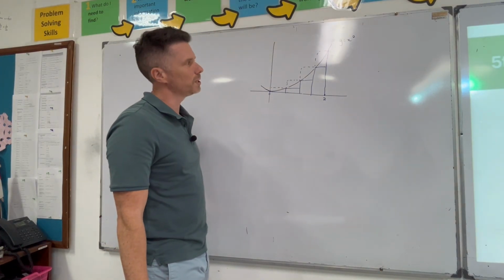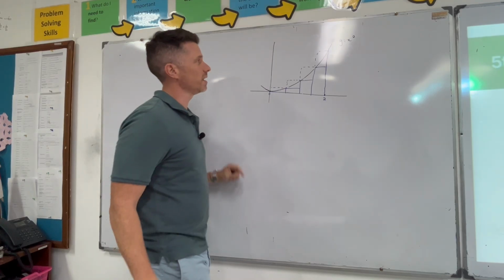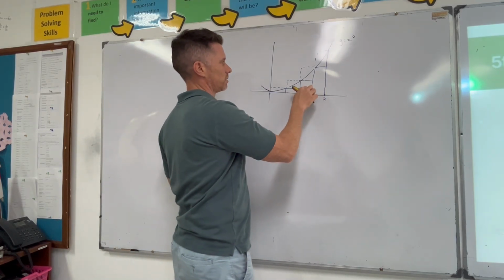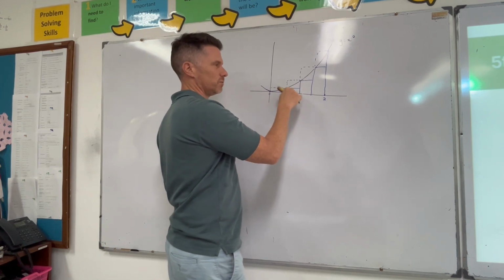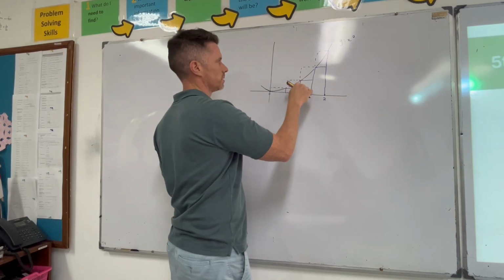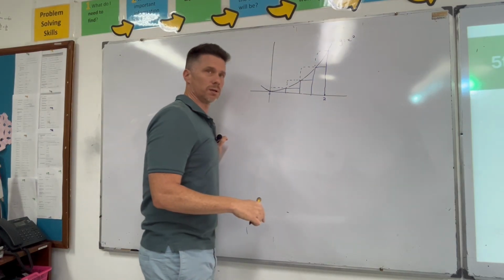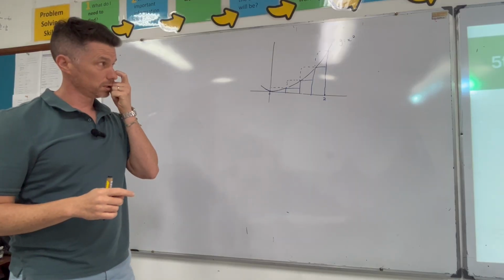The area would be between the two, yeah. If I got the area of this rectangle, this rectangle, this rectangle, that's the blue area, that would be too little, wouldn't it? And the area of the black rectangles, the dotted ones, would be too much. But I can definitely state that the area would be between those two, yeah?